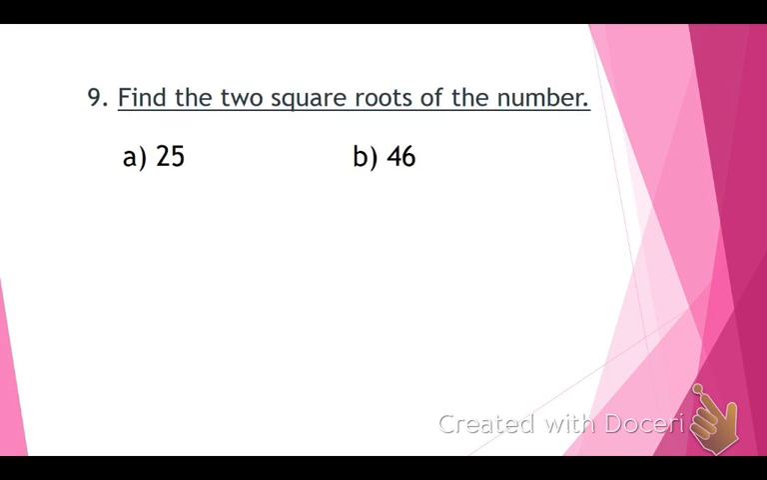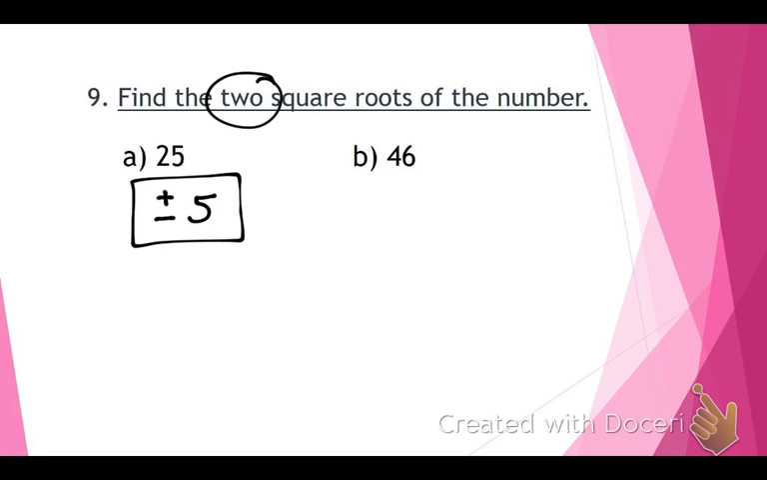All right, so number 9 says find the 2 square roots of the number. What's the square root of 25? Positive and negative 5. Okay, it's 5, and then you know whenever it asks you for 2, you're going to give me the positive and the negative. Okay, go on to the next one.